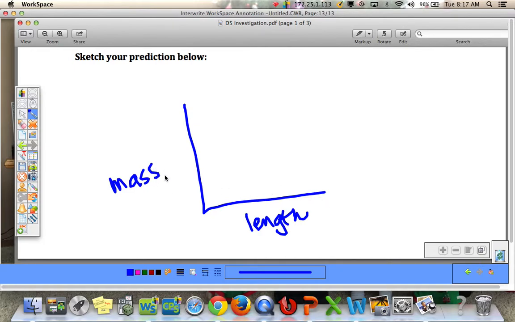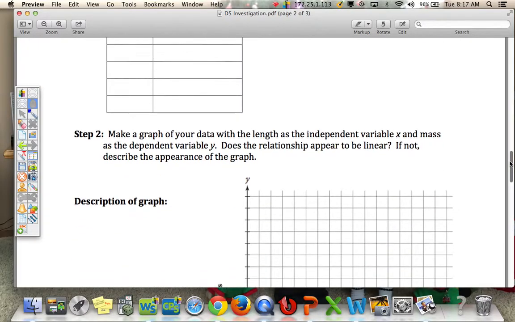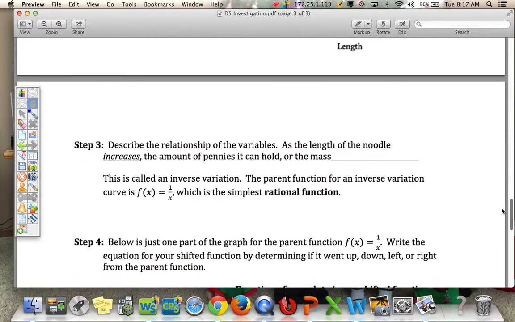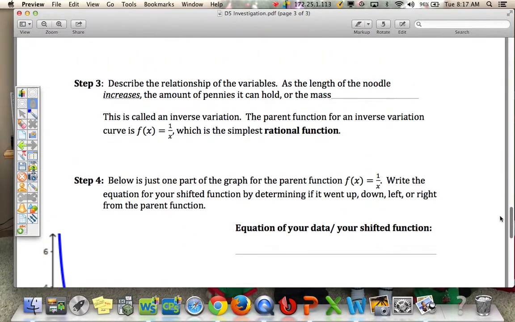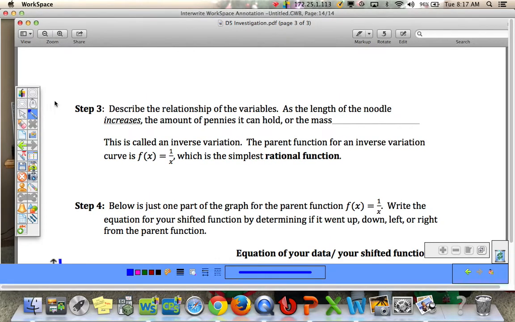This is the experiment that we'll do in class. You'll fill out the table, graph it, and then fill this out. Describe the relationship of the variables. As the length of the noodle increases, the amount of pennies it can hold, or the mass, you're going to figure out, decreases. So the longer the noodle, the fewer pennies it can hold. This is called an inverse function. As one gets bigger, the other gets smaller.